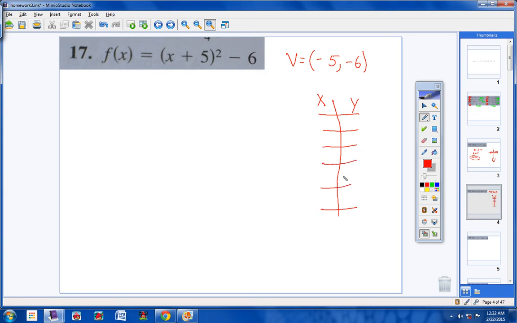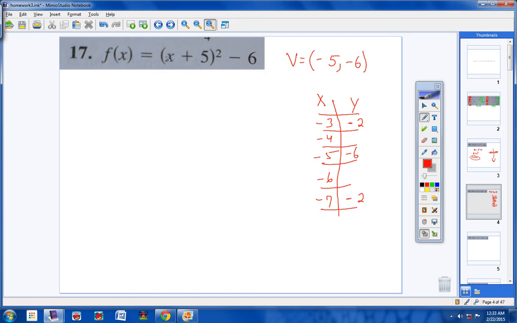So right in the middle, negative 5, negative 6, going up, negative 4, negative 3, going down, negative 6, negative 7. Alright, negative 3, put a negative 3 in, that's 2, 4, I'm getting a negative 2. Let's put negative 7 in, and see if I get negative 2. Negative 7 plus 5 is negative 2. When you square negative 2, you get 4. 4 minus 6 is negative 2.